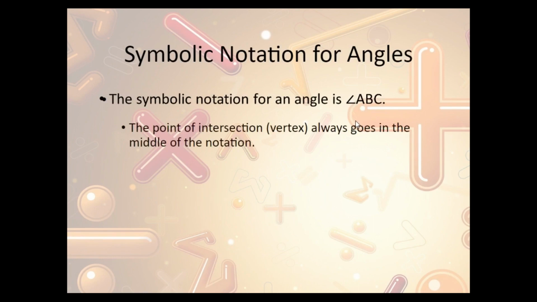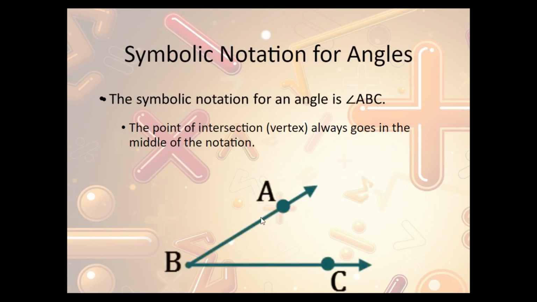Now notice that the point of intersection, or where they meet, or as we call it, the vertex, always goes in the middle. So B would have to be the center of it. So an example of this would be ABC. That would be our notation for the angle. Again, B always has to be in the middle. It could also be CBA. That would work as well, as long as B is in the middle.